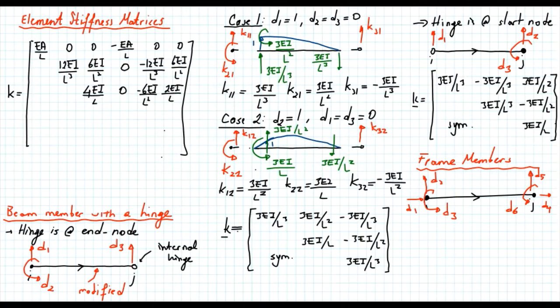We have EA over L, 0, 0 here, 12EI over L cubed, minus 6EI over L squared, and 4EI over L.